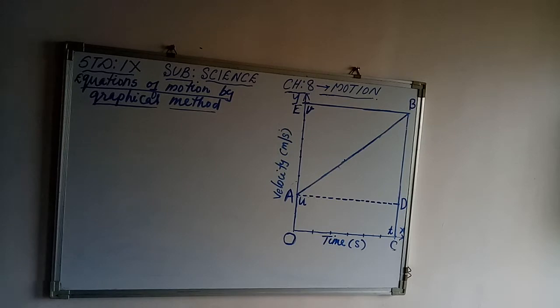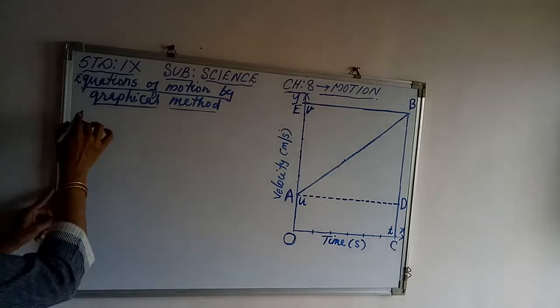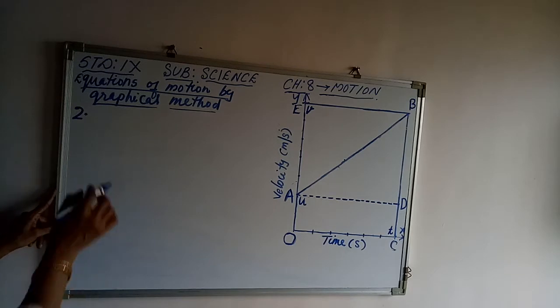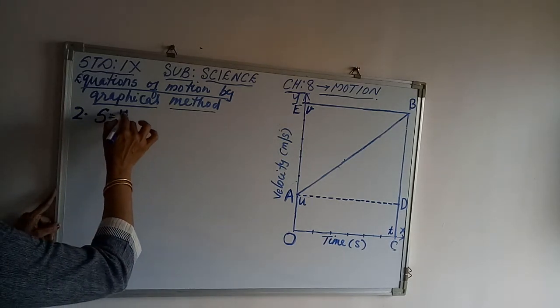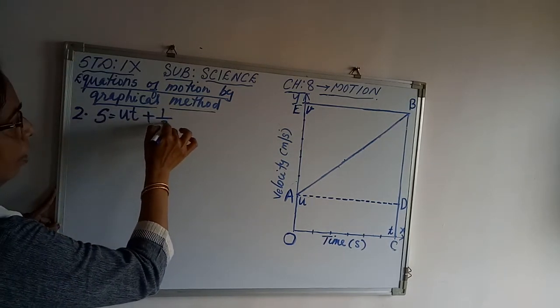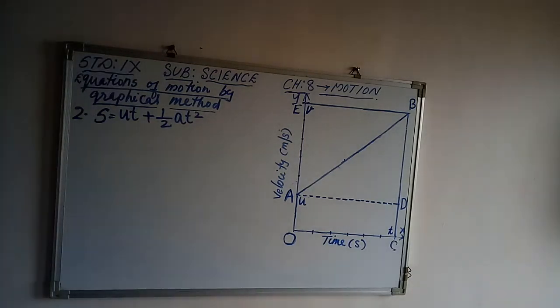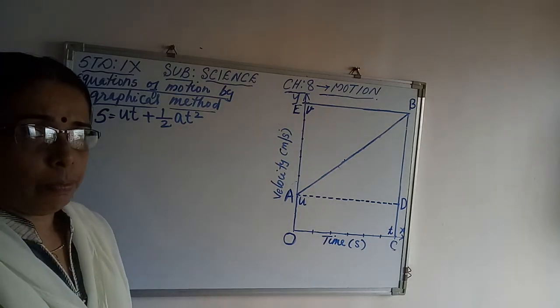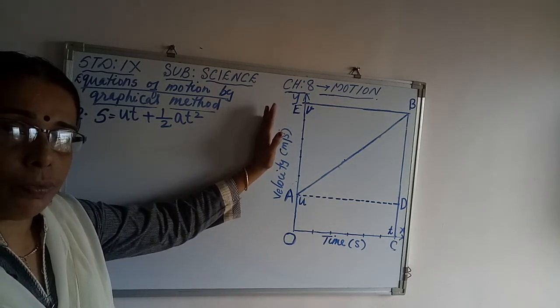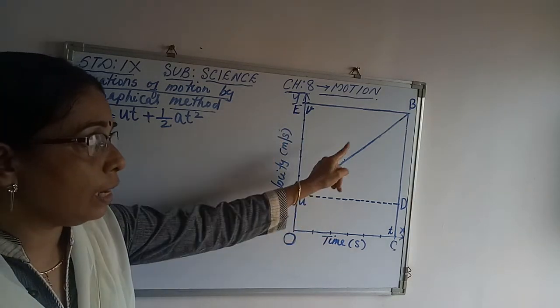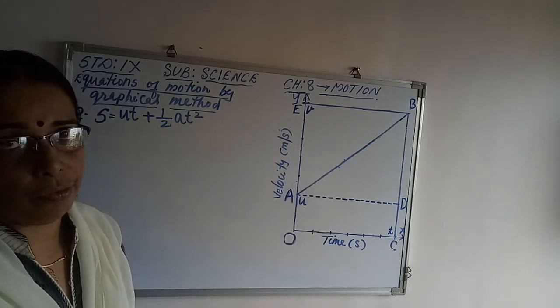Now we can derive the second equation of motion, that is the position-time relation. That is S is equal to ut plus half at square, which is the position-time relation. We have already learned in the previous class. The distance travelled by the object in uniform acceleration is given by the area enclosed by the graph.